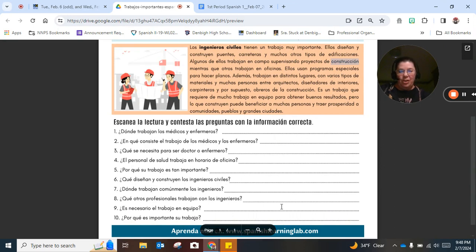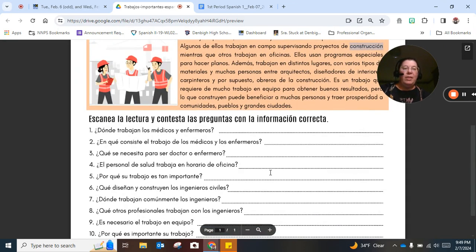Okay, guys, hey there. I'm glad you're back. Let's figure this out one thing at a time. In class, what we did is we highlighted the first 3 questions, and we made sure we understood what those questions mean. ¿Dónde trabajan los médicos y enfermeros? ¿En qué consiste el trabajo de los médicos y los enfermeros? ¿Qué se necesita para ser doctor o enfermero?